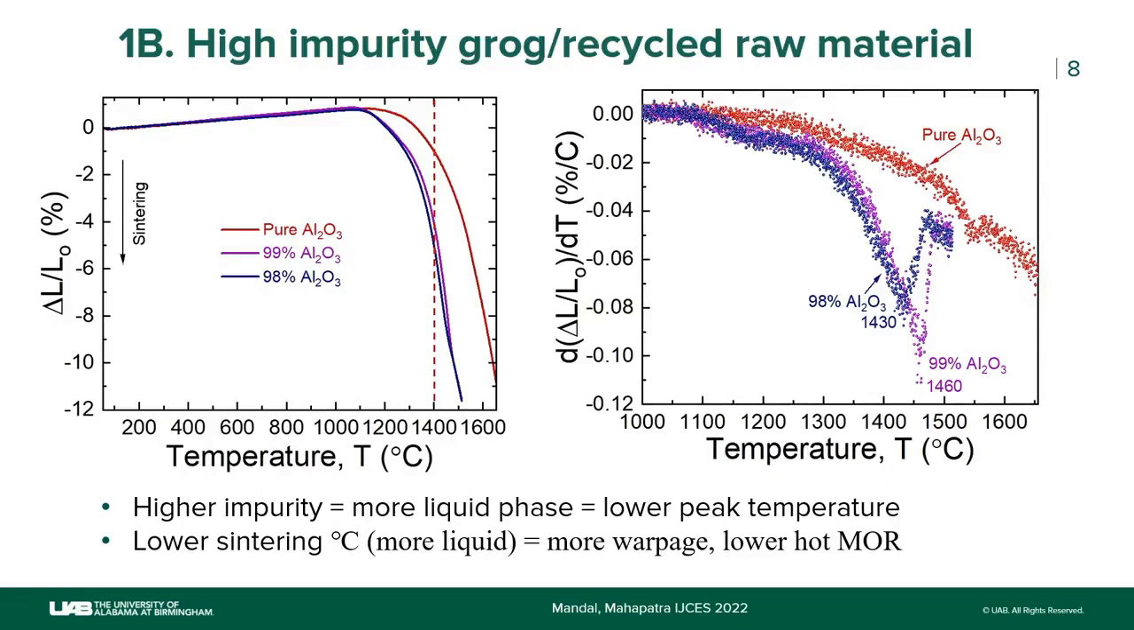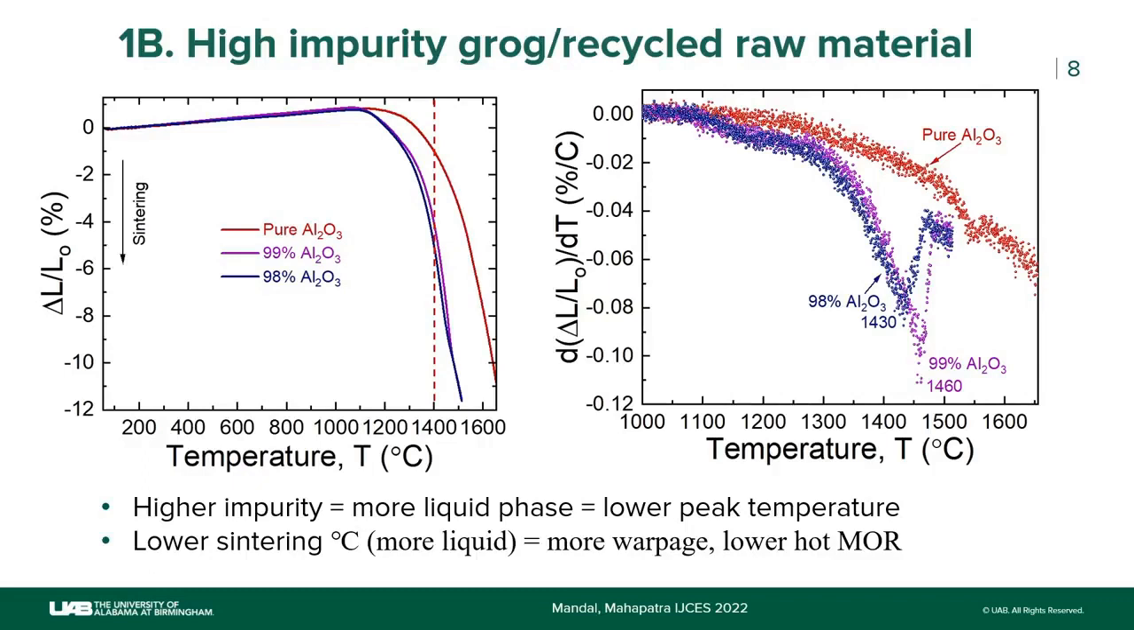If you do a derivative of this versus the x-axis, which is temperature in this case, you see that for the pure alumina, the peak is higher than 1500, whereas with only 1% impurity, the peak temperature is 1460. And for 2% impurity, you see 1430. So what you see here is that just with 1% or 2% impurities, the optimum sintering temperature is shifting so much. So this is a simple test to do.